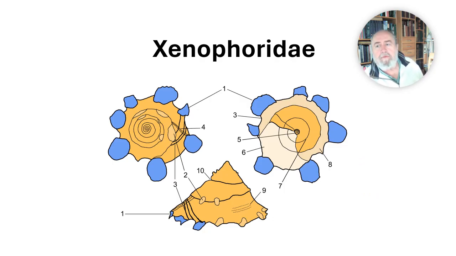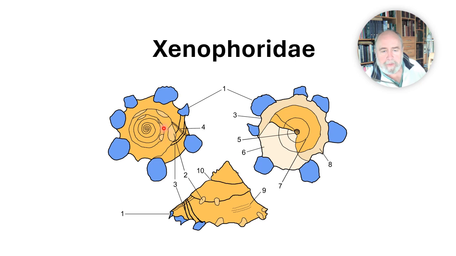Let's begin with the Xenophoridae. The Xenophoridae is a group of shells that have a trochoid outline and that has agglutinated foreign objects to its shell. These foreign objects may be gastropods, bivalves, corals, etc. In the fossils, you usually do not find the agglutinated objects. You have some scars, the remains of this object.